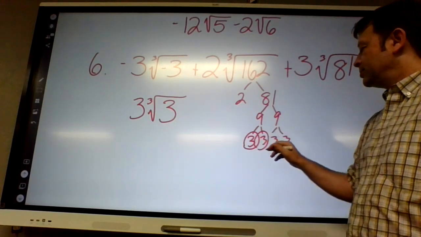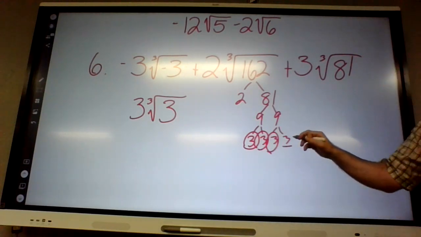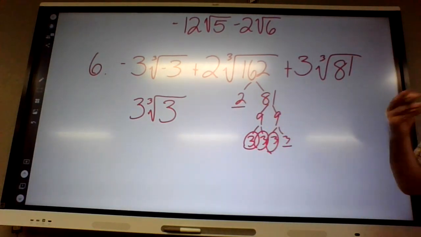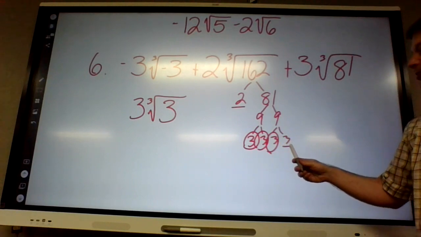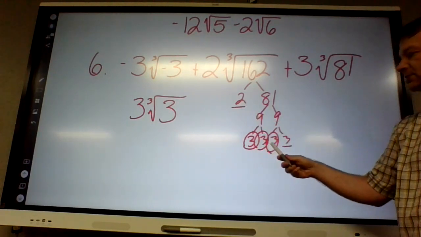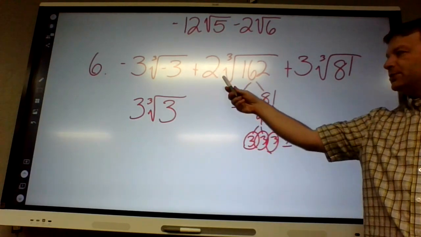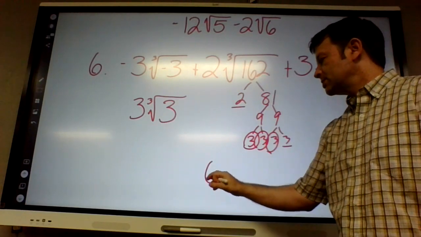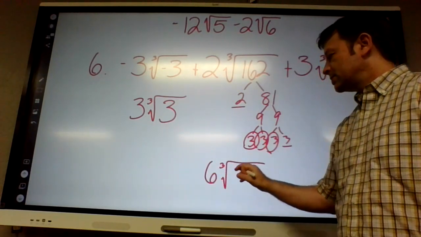So since it's a cubed root, we need a triple. So this will be 3 squared, cubed root of 6. But there's a 2 in front. 2 times 3 is 6. Cubed root of 6.